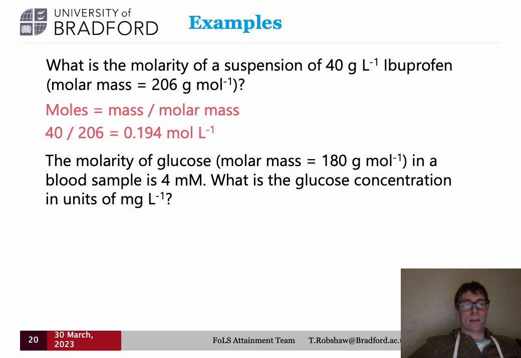In this next example, we're going the other way this time. We're going from a molarity to a mass concentration. So the molarity of glucose, which has a molar mass of 180 grams per mole, in a blood sample is 4 millimolar. So what is that glucose concentration in units of milligrams per litre?